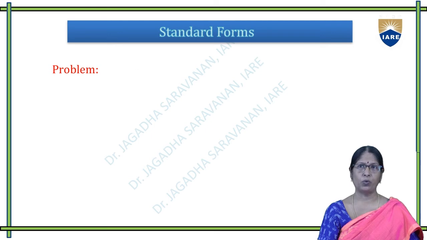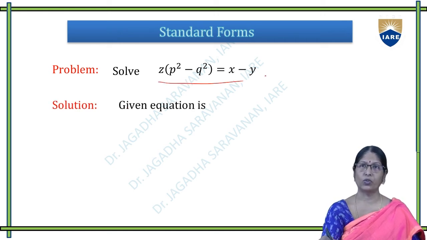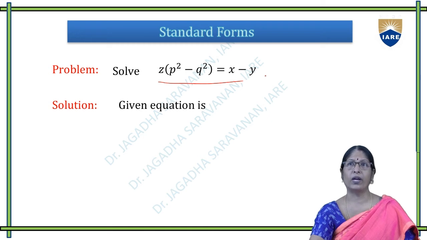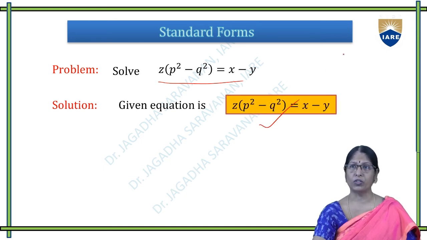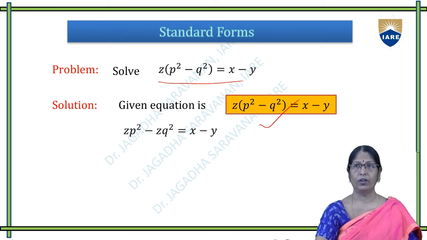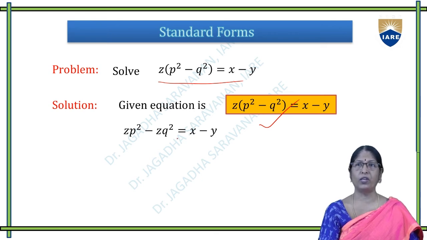Now again the last problem we will discuss regarding standard form 6. So the given question is, now we can say, to solve z of p square minus q square, which is equal to x minus y. So the given equation is z of p square minus q square, which is equal to x minus y. So zp square minus zq square, which is equal to x minus y.